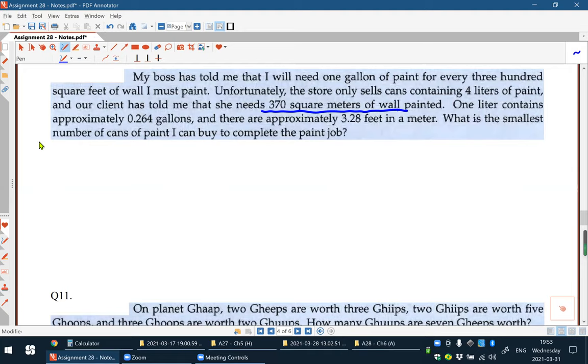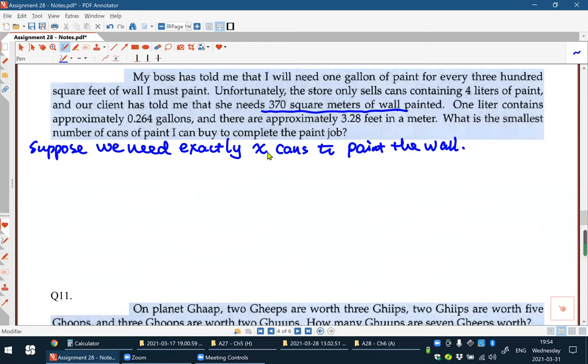Okay, so let's suppose we need exactly X cans to paint the wall. By exactly, I mean, of course, you can buy any number more than X, right? So first let's calculate exactly how many cans we need. So that means the total number of paint we use is right on the 370 square meters of wall, right?